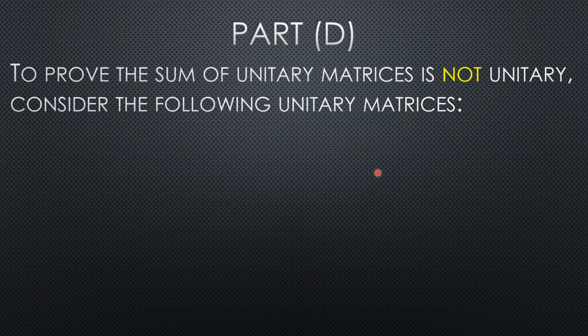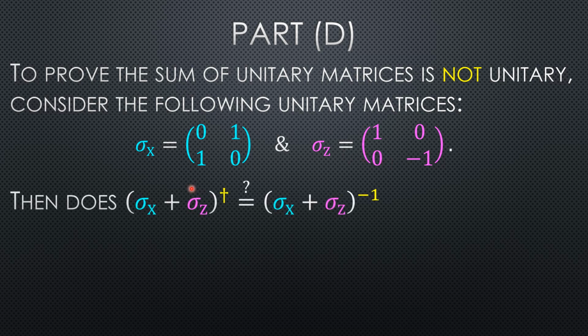Now moving on to part D, where instead of products, we're dealing with sums. To prove the sum of unitary matrices is not necessarily unitary, consider the following unitary matrices. Well, guess what? We had a couple of them in quantum mechanics, the Pauli spin matrices. Sigma x, sigma z as defined here, but it would hold for sigma y as well. The question we need to ask then is, if I add these two unitary matrices, do I get back a unitary matrix? So the dagger of the sum would have to equal the inverse of the sum.